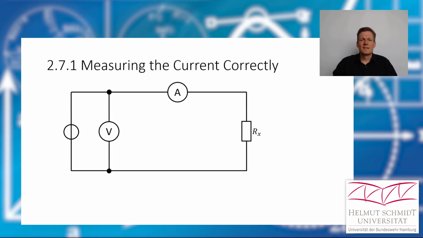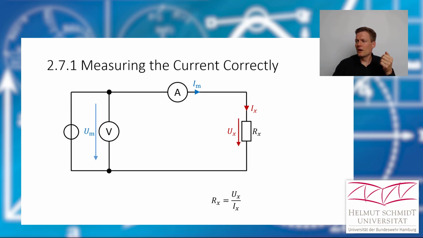So let's discuss this circuit. Here we measure the current correctly. What we want to know is the current through our unknown resistor, and we want to know the voltage drop here. Then we would know that the resistor value is just Ux divided by Ix. Okay, and what do we measure? We measure this voltage here and we measure this current here. So you see, the current we measure is exactly the current through the resistor. Therefore, this chapter is called Measuring the Current Correctly.